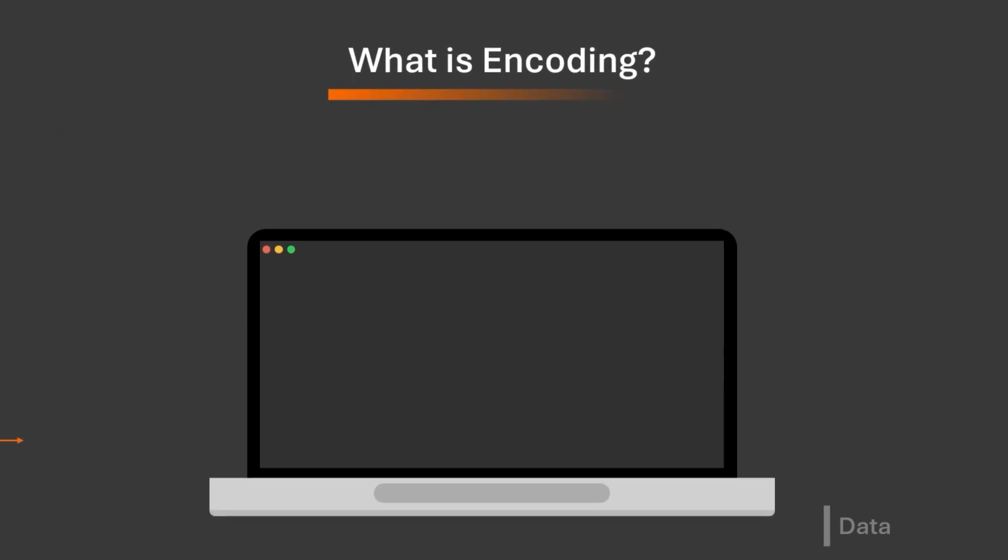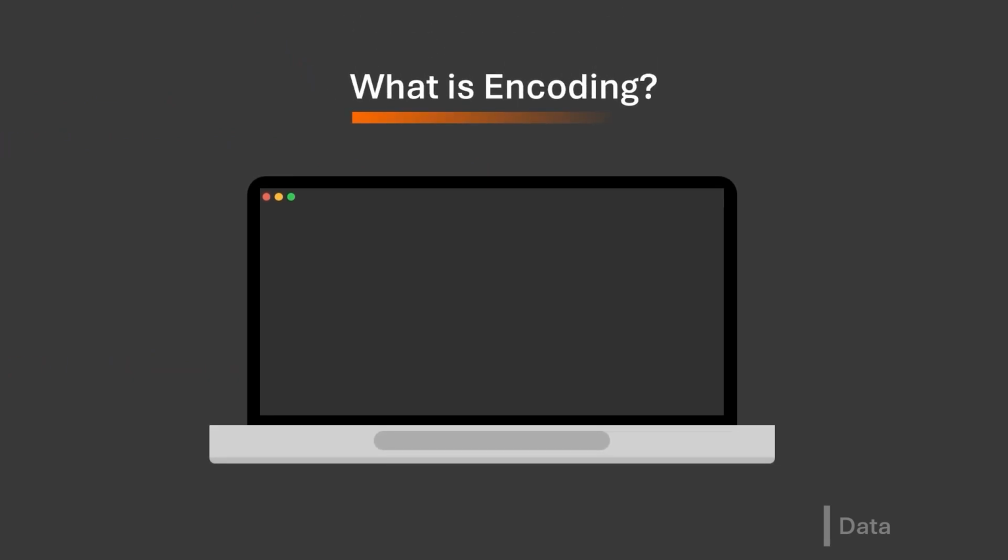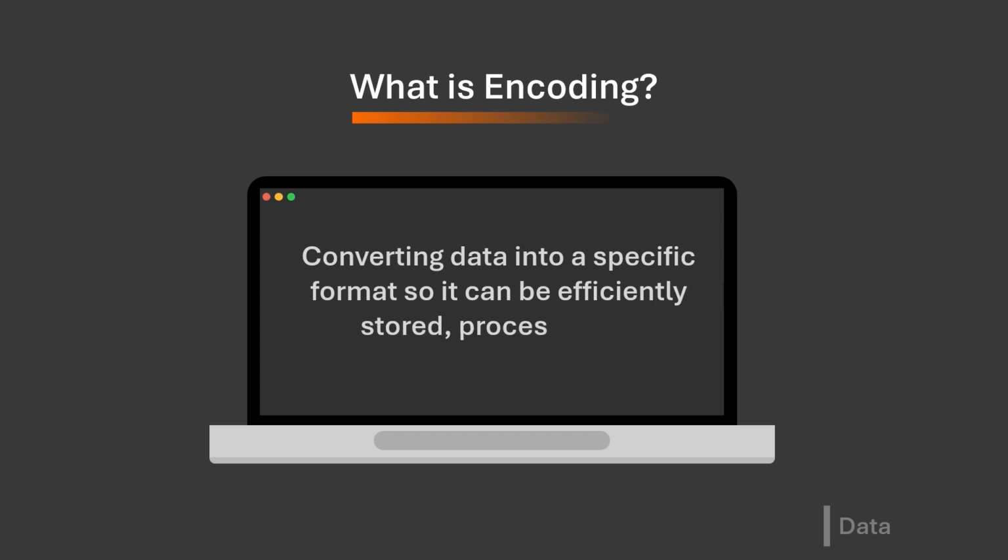So far, we've learned about how computers use binary, decimal, and hexadecimal to represent numbers. But computers do more than just work with numbers. They store and process text, images, and more. So the question is, how does a computer understand text like A, B, or even a smiley face emoji? That's where encoding systems come in. In IT, encoding refers to the process of converting data into a specific format so it can be efficiently stored, processed, or transmitted.